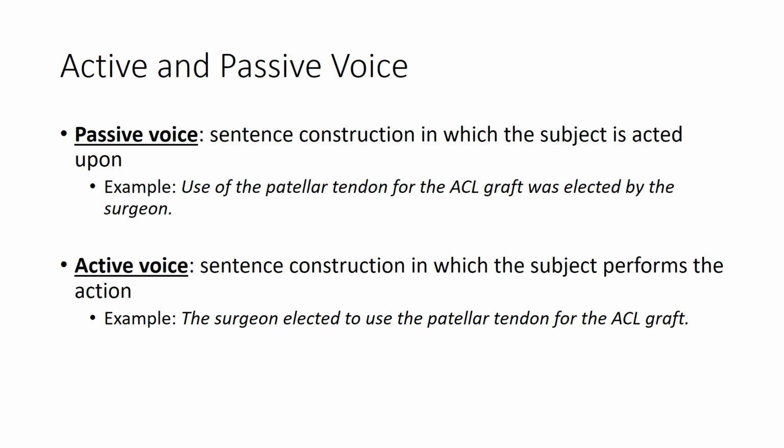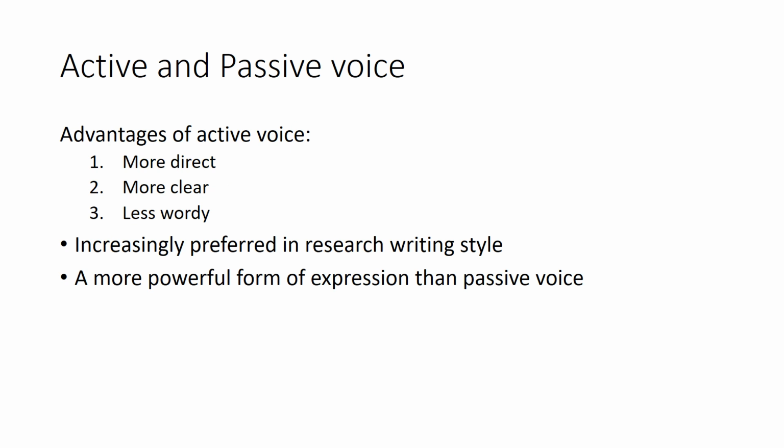When writing, the use of active and passive voice can play a role. Passive voice is a sentence construction in which the subject is acted upon. For example, "the use of the patellar tendon for the ACL graft was elected by the surgeon." When we look at active voice, this is a sentence construction in which the subject performs the action. For example, "the surgeon elected to use the patellar tendon for the ACL graft." Out of the 2, active voice is preferred. The advantage of active voice and why it is preferred is that it is more direct, clear, and less wordy compared to passive voice.